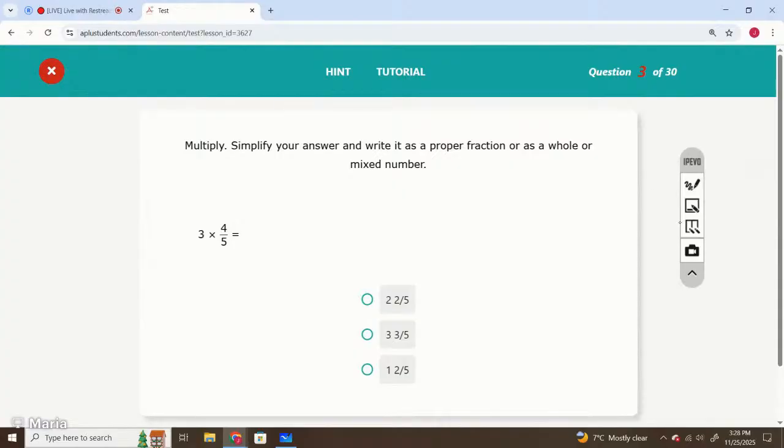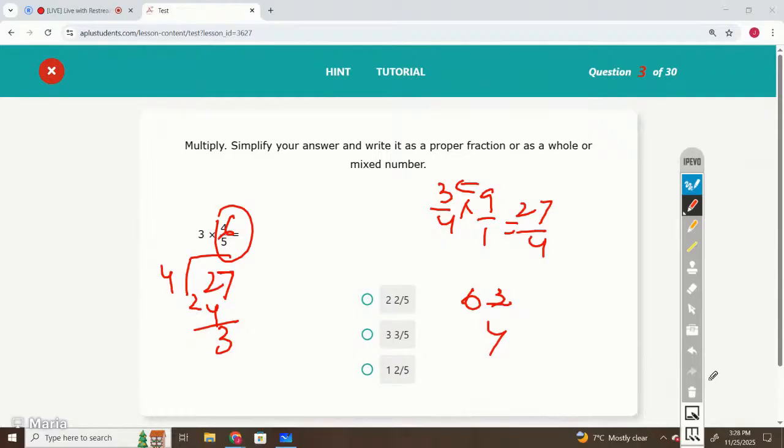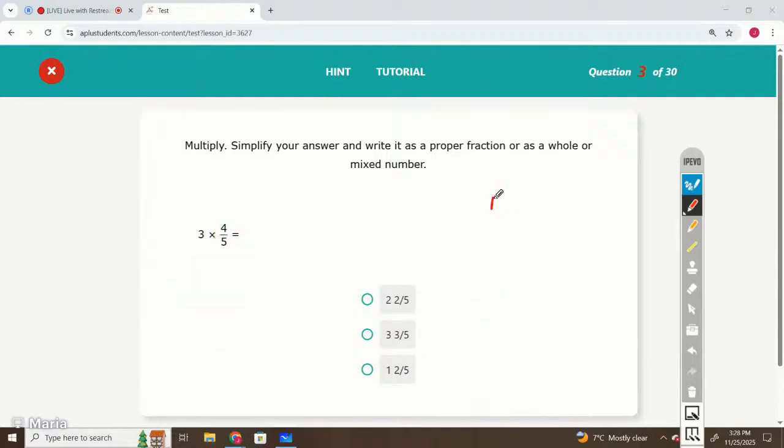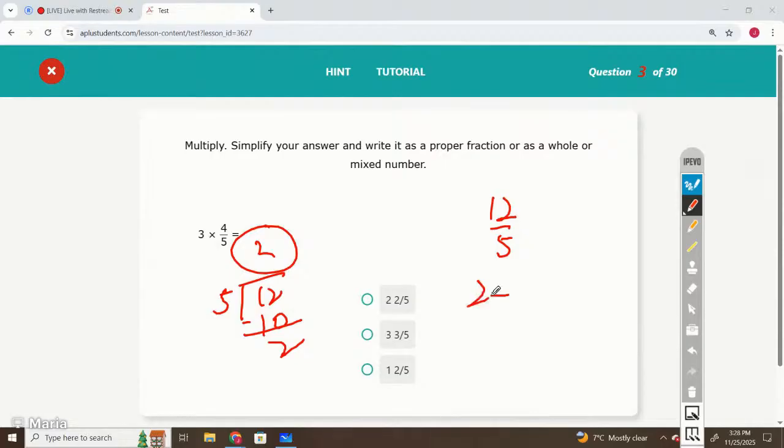That is 3 times 4 is 12, and 12 divided by 5. So 5 times 2 is 10. So that is 2 whole 2 by 5. The correct option is 2 whole 2 by 5.